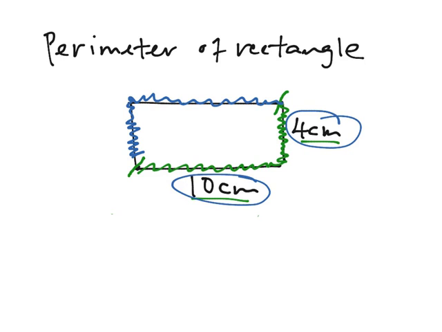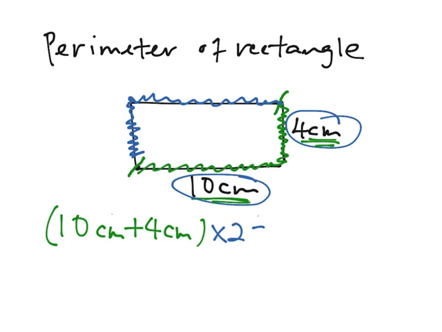So I'm going to do it this way: 10 plus 4 centimeter. This is these two parts over here. But because it's repeated twice, I'm going to multiply by 2, 28 centimeter. So that means basically, if I see a rectangle, I just have to add up the length and the breadth, multiply by 2, and I get the answer for the perimeter.